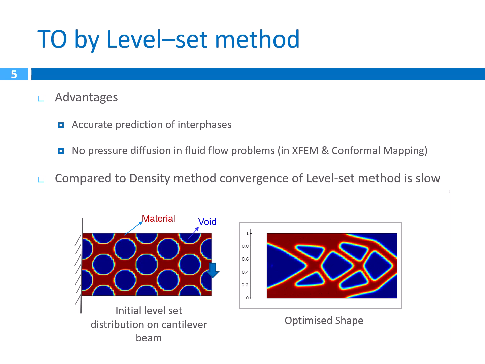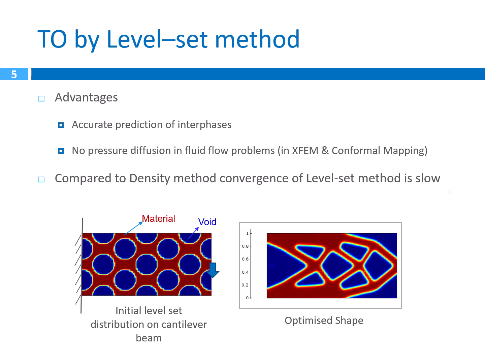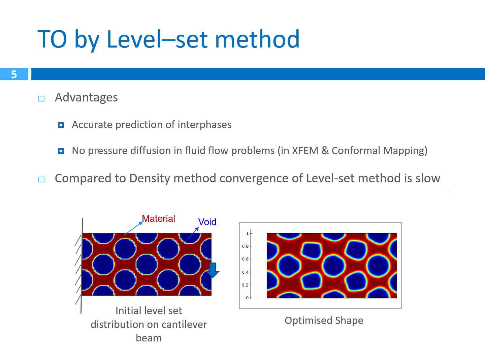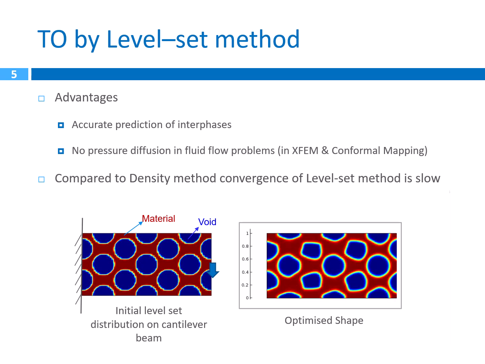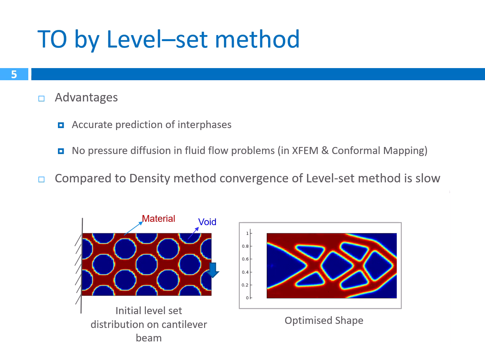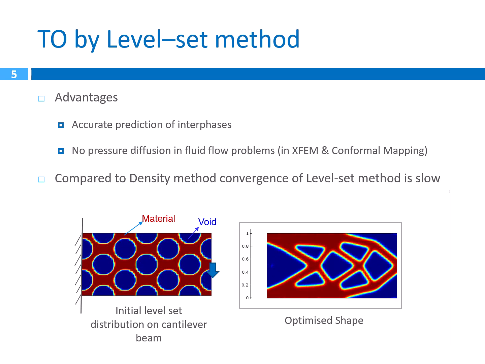The other one is it is accurate in predicting the interfaces. You can avoid the gray regions where you're not sure whether to have that particular cell as a solid or as a void. So these are the advantages. When it comes to the disadvantage, compared to the density method, the convergence of the level set method is slower. So that's one disadvantage.